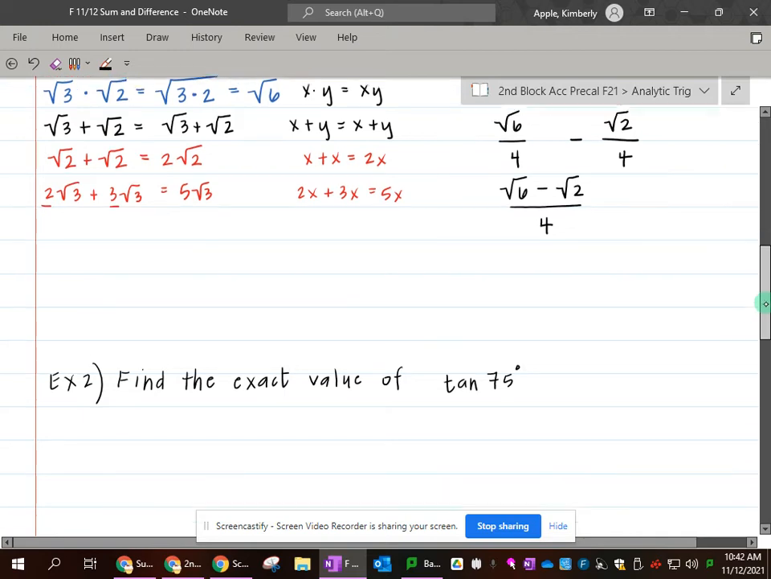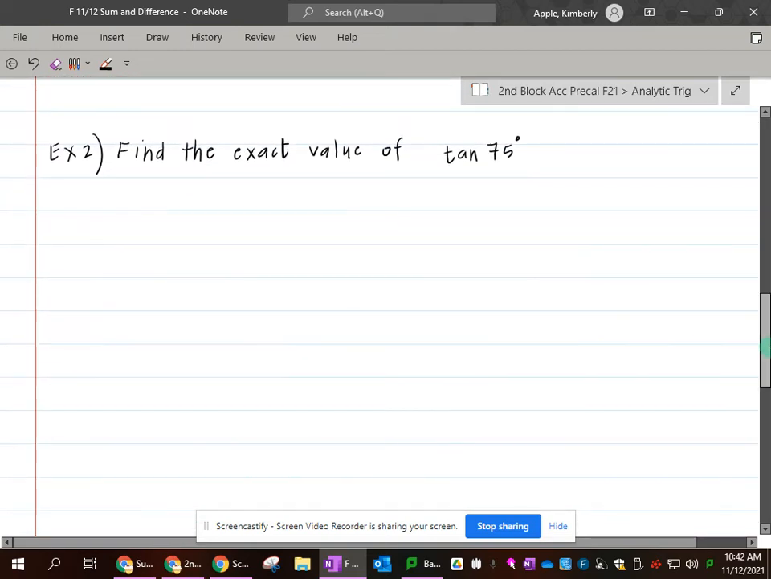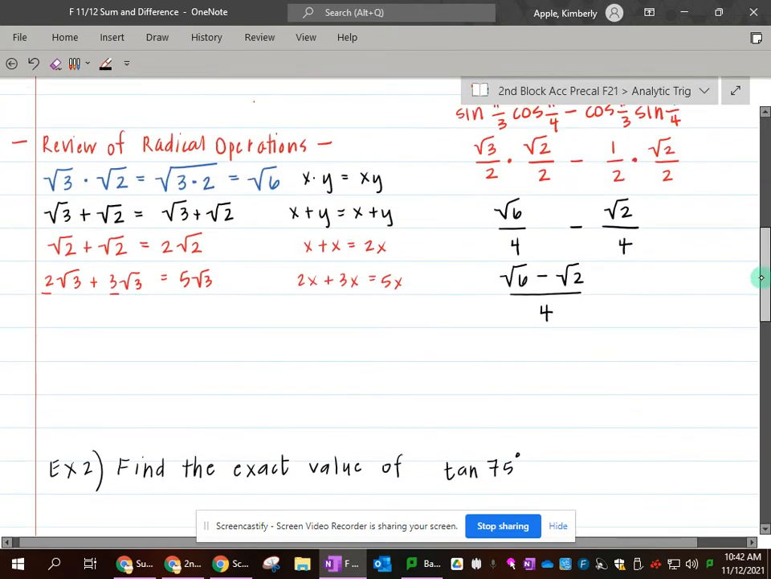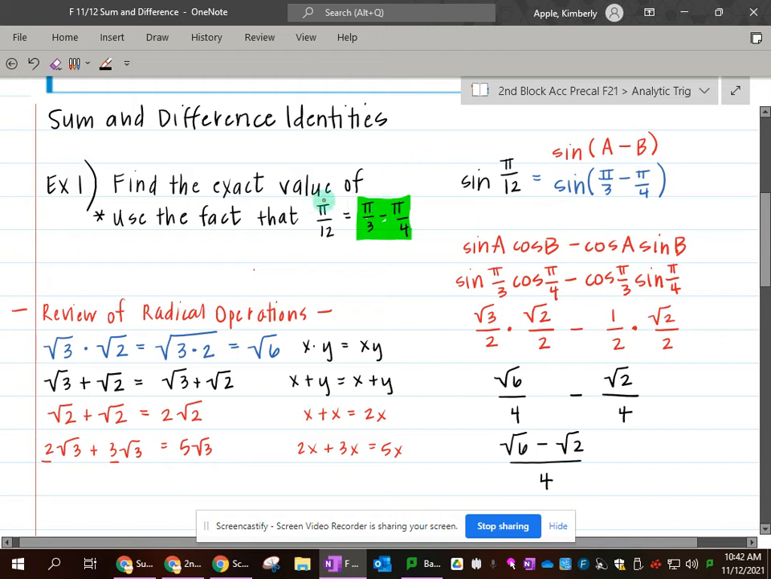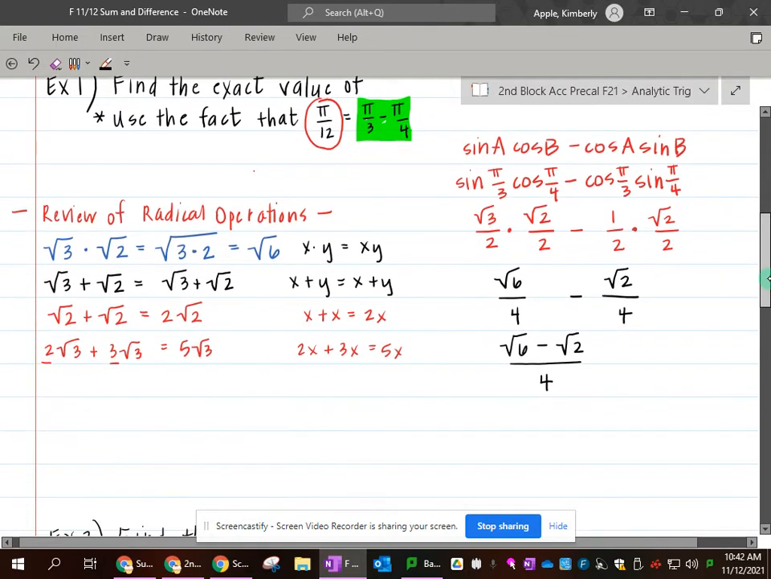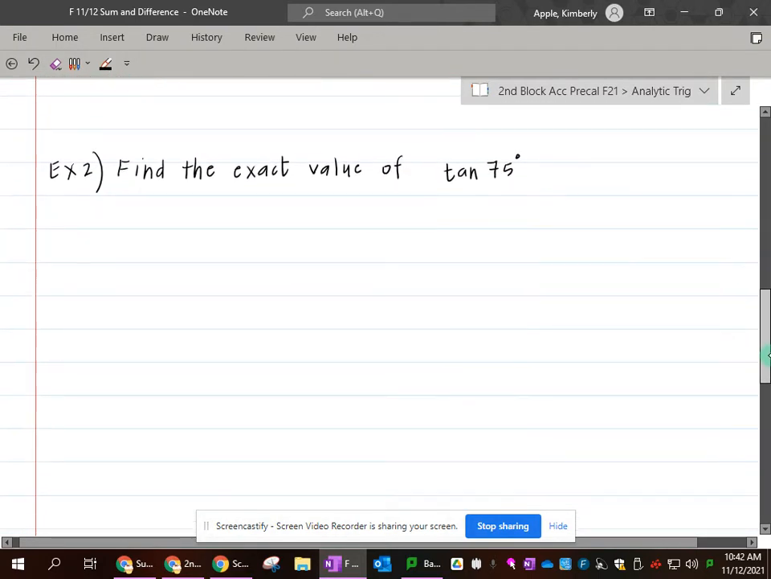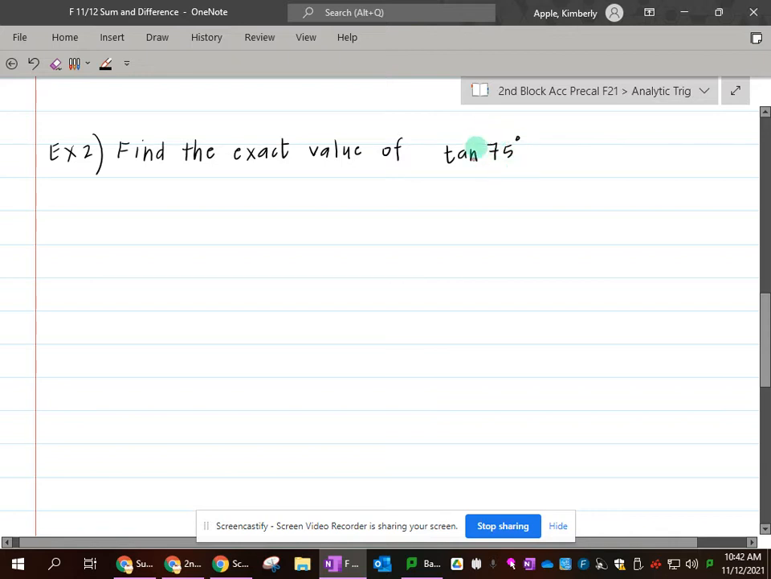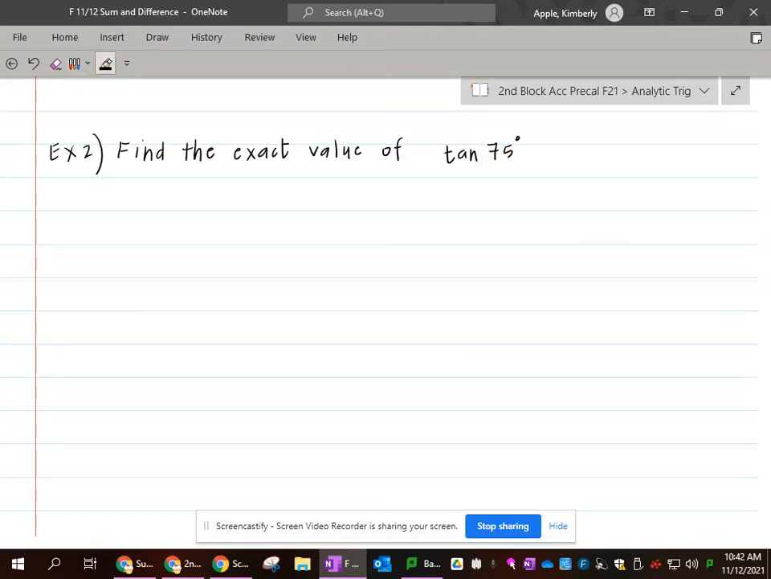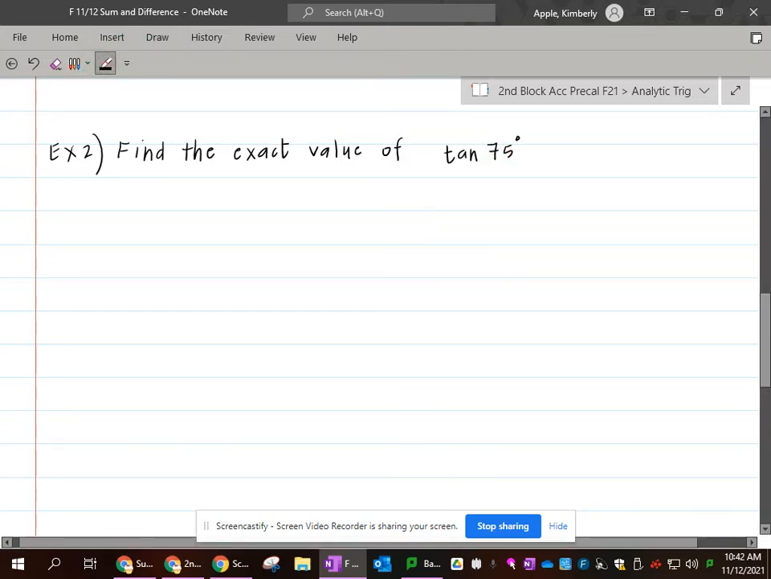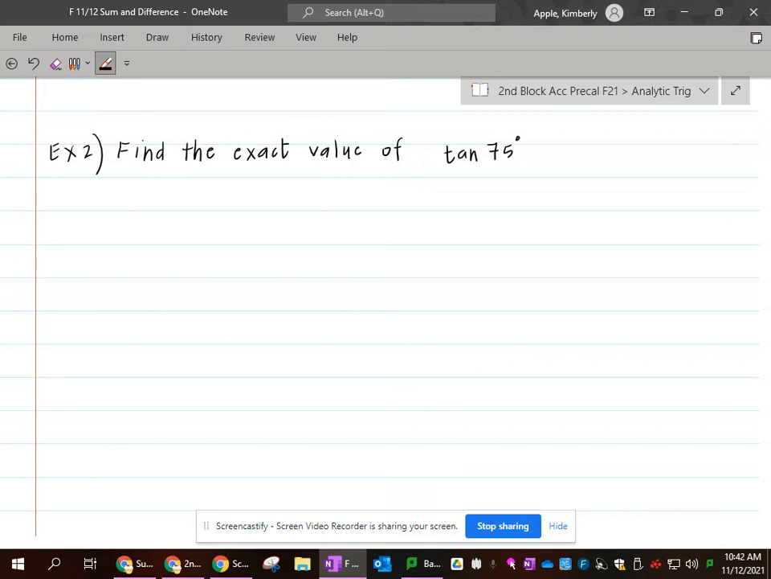All right, let's do this one. So notice in the first problem, I gave you the angle and then I split it up for you because I don't expect you to be able to reverse engineer those fractions. But I do expect you to be able to reverse engineer just a plain number. And what I mean by that is if you want to find the exact value of the tangent of 75 using the sum and difference formulas, is that on the unit circle?